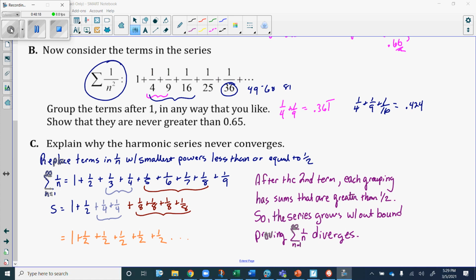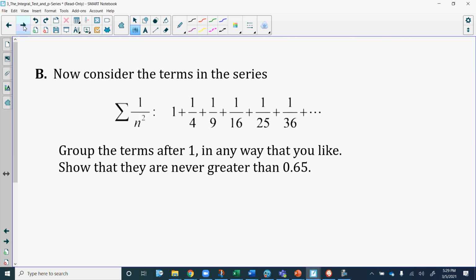Now, what I wrote in purple on the right is more specific to what we were looking at up in part A. After the second term, each grouping had sums that were greater than 1/2. That means if we take the sum of that particular series, it will grow forever, showing that it is actually divergent. And that's what's unique about the harmonic series. Are you going to have to prove it? Probably not. But here you go. Here's some explanation as to why it diverges and 1 over n squared will converge.